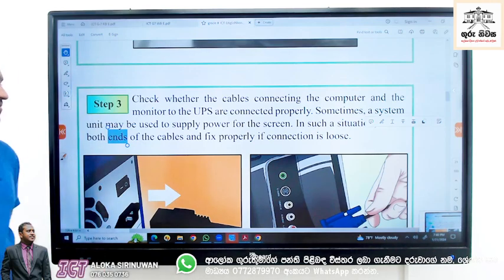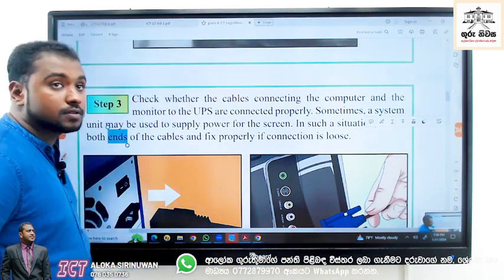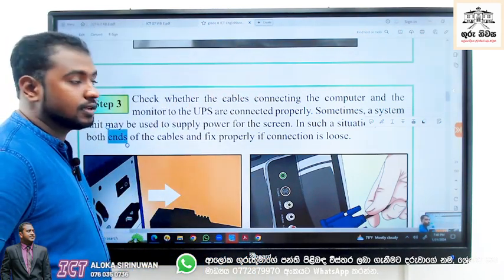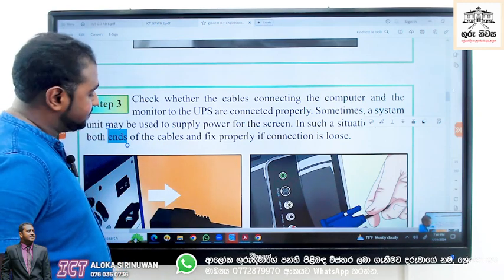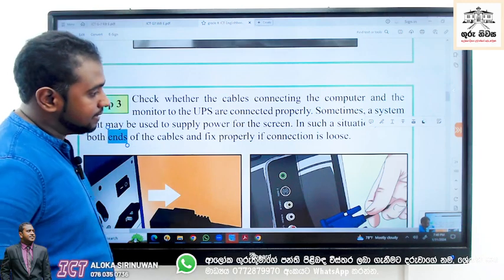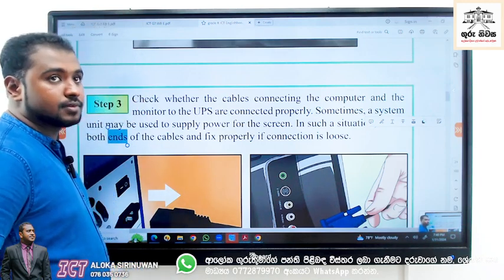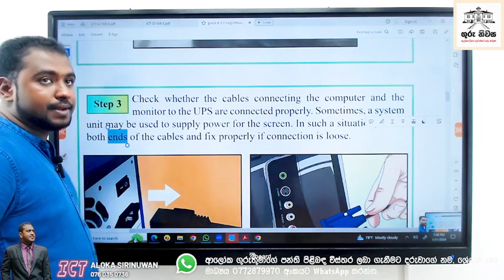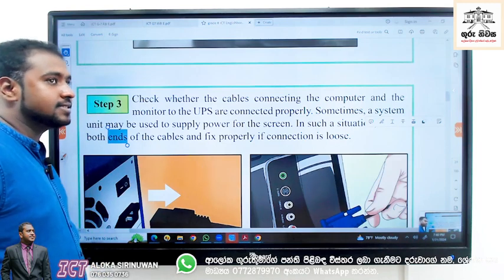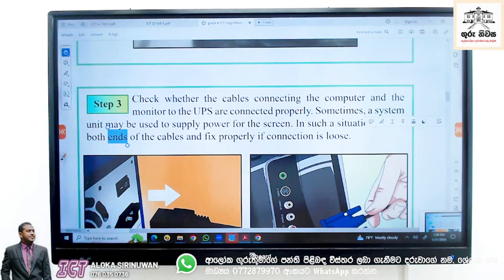Sir, can you tell that again? Check whether the power supply cable and VGA cable are connected successfully. Power supply cable and VGA cables are connected successfully. Thank you, sir.